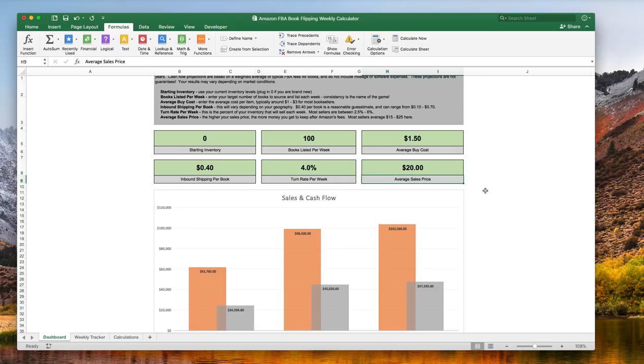So those are the 3 metrics you should be monitoring. What are you filling the funnel with? Step 2, are you selling the books? And step 3, are you selling them for healthy margins? The 4th metric that somewhat plays a little bit of a role is your average buy cost.